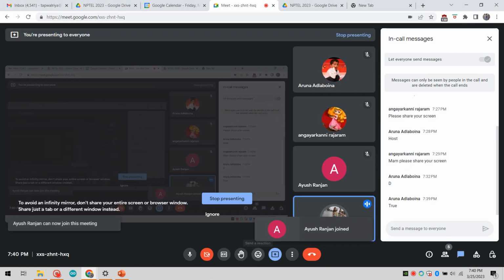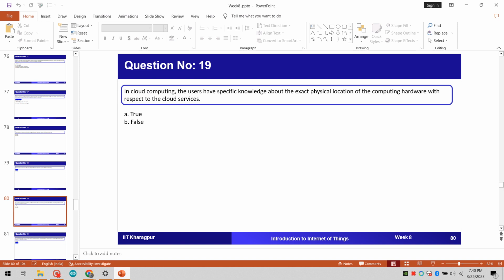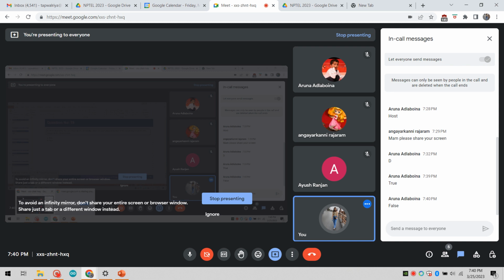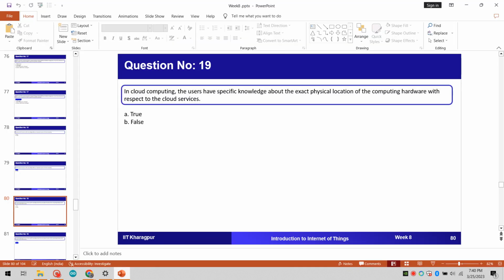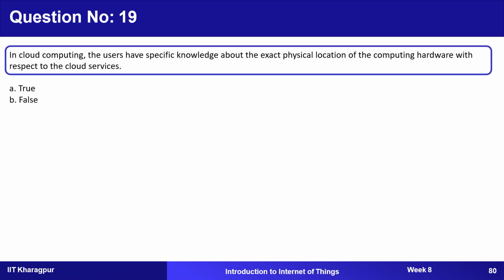True. So okay, you are saying that in case of cloud computing, end users have the knowledge of the exact location of physical resources. Are you replying for this question or the previous one? Okay, false. Yeah, false is for the present question, ma'am.